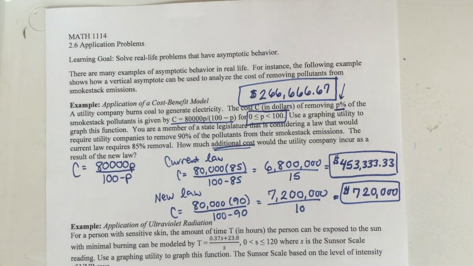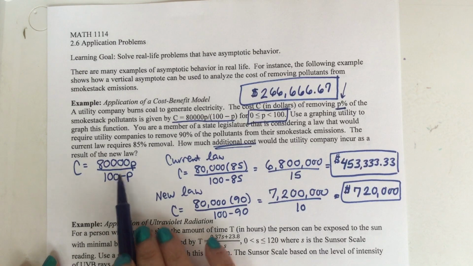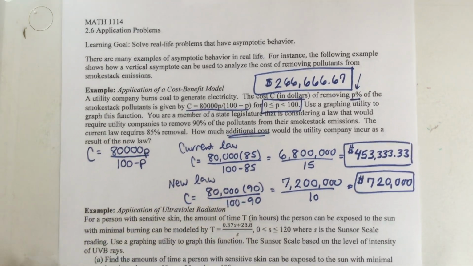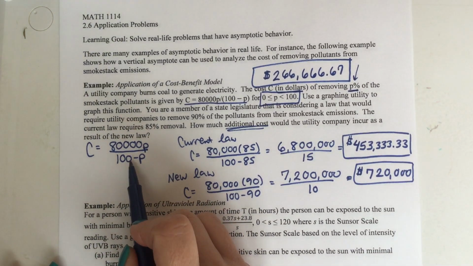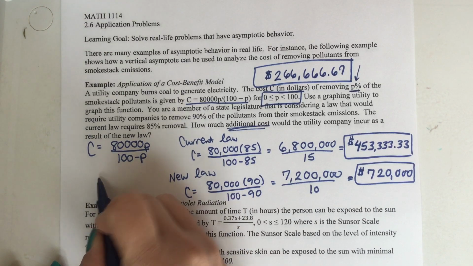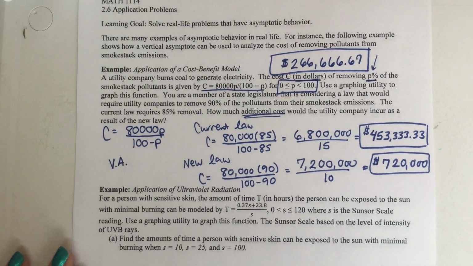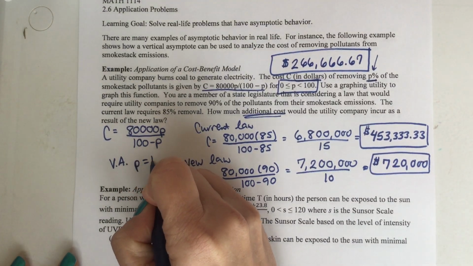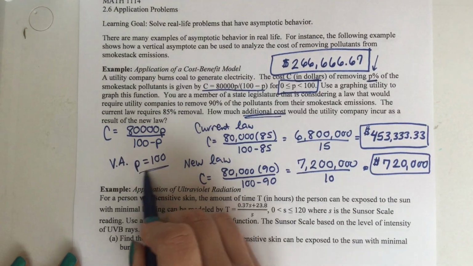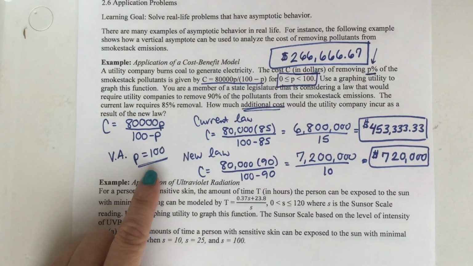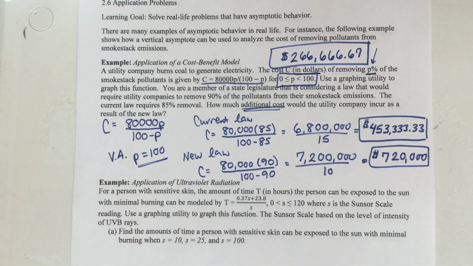The reason why there is an asymptote here. Let's go ahead and look at this. I cannot simplify anything on top and bottom. So this means that I do have a vertical asymptote, because nothing could be crossed off, at P equals 100%. And again, we said that it's virtually impossible to remove 100% of the pollution. So that's why that would be an asymptote.